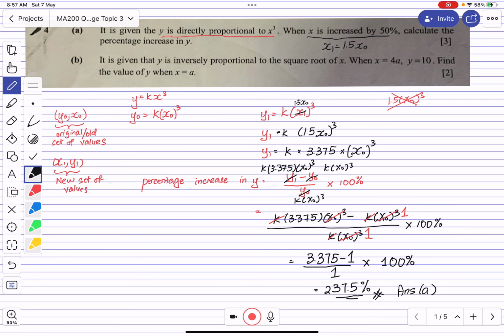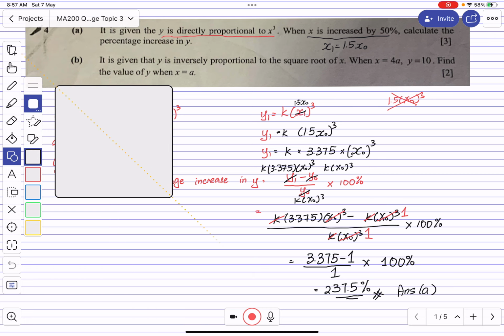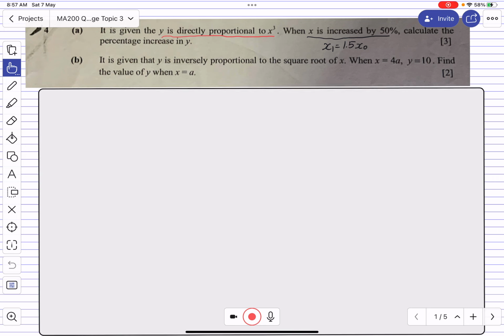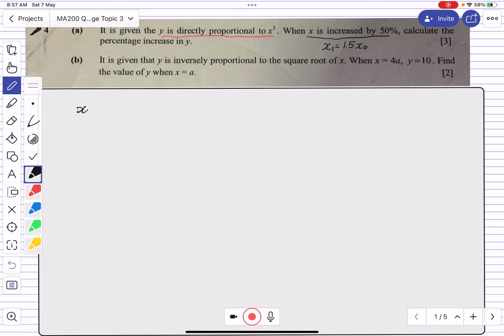Now let's look at B. I'm given that y is inversely proportional to the square root of x. When x is equal to 4a, y is equal to 10. I want to find the value of y when x is equal to a. So the first set of values, x naught, y naught, would be presented as 4a and 10.